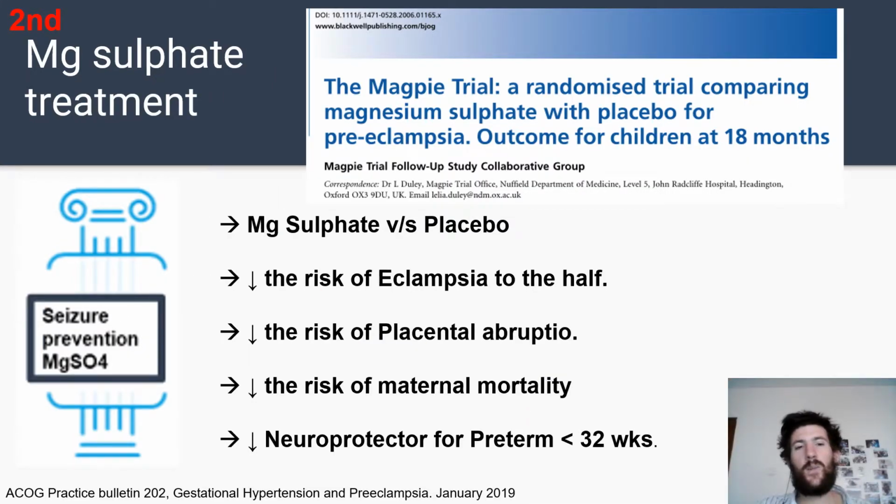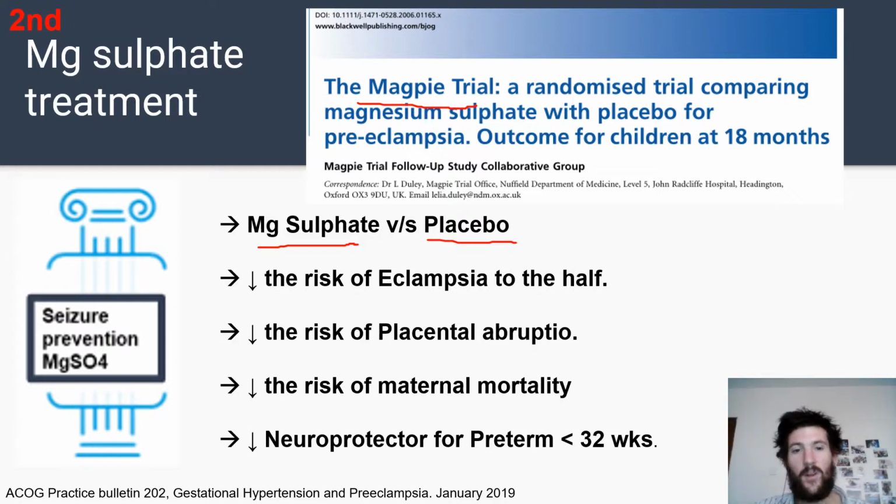So the second important pillar of the treatment of preeclampsia is the magnesium sulfate treatment. This is the most important drug and is the queen of the prevention of eclampsia. There is a study called the MAGPIE trial that compared the treatment with magnesium sulfate versus placebo in preeclamptic women with severe features. This is a very well-known, very important trial that is multicentric in different countries, developed and non-developed countries.